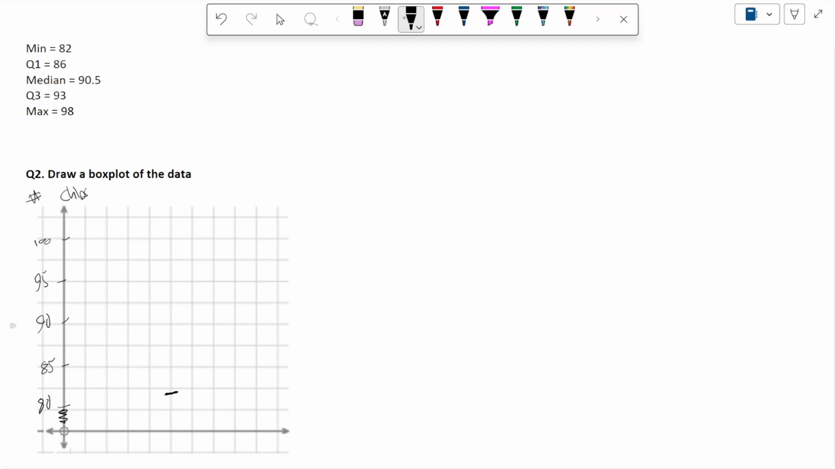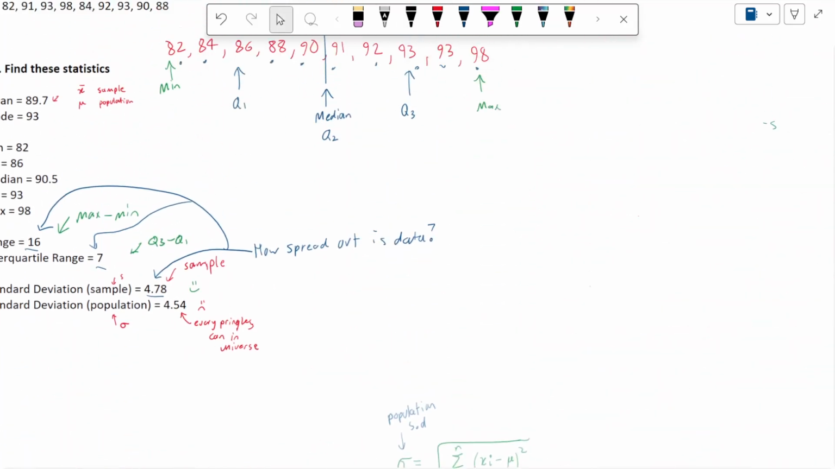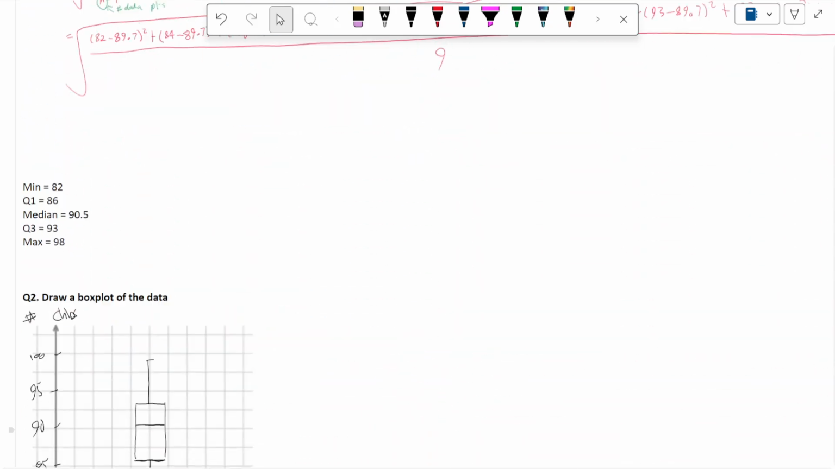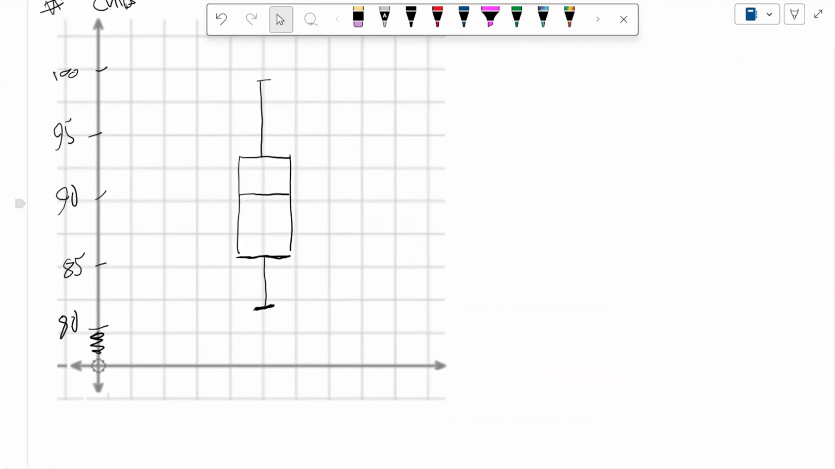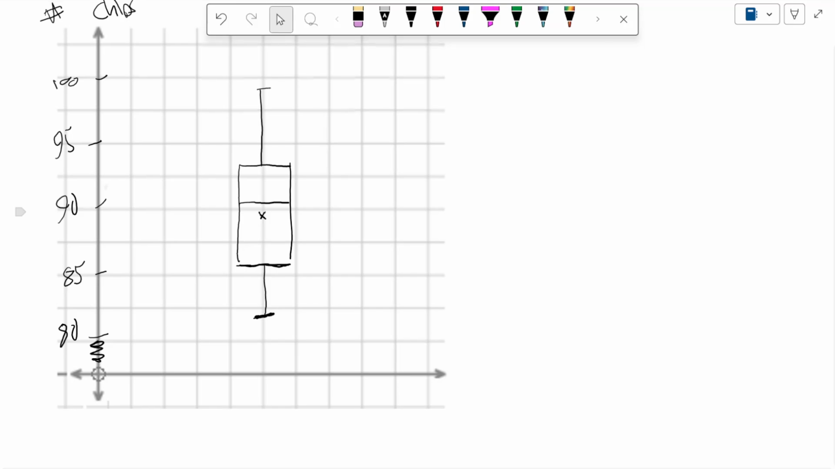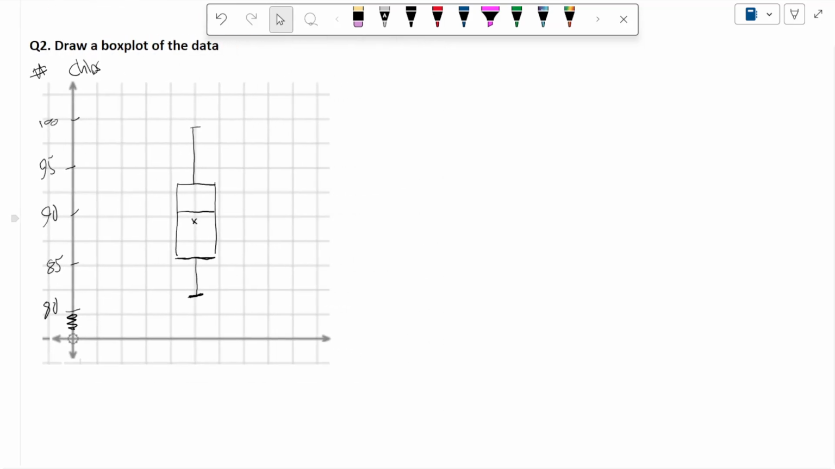Q1 was at 86, so we're just going to draw a little bit of a wider bit at 86. The median was at 90.5, so the median goes in the middle of the box plot there. Q3 was at 93, and then the maximum was at 98. So you can connect those up to draw a lovely box plot. You can also mark your mean. Sometimes you mark your mean, 89.7, on the box plot. So 89.7, there we go. Yeah, that's somewhat what a box plot can look like. So you put the max there, Q3, the median, Q1, and the min.